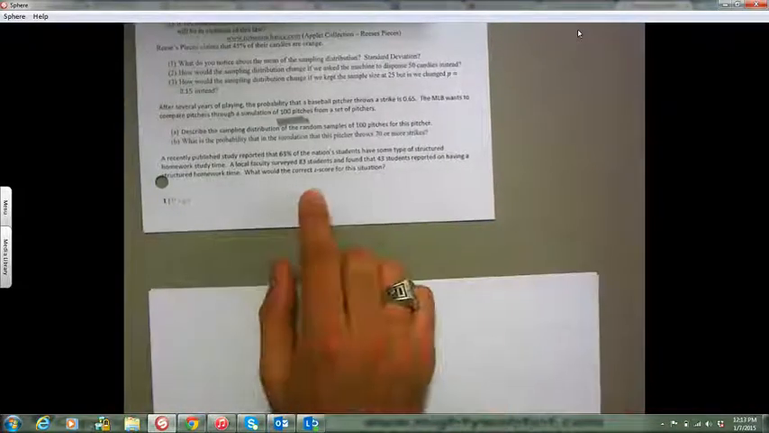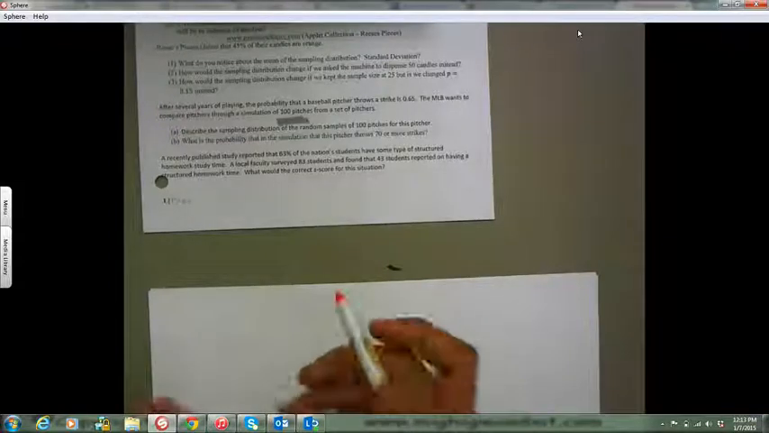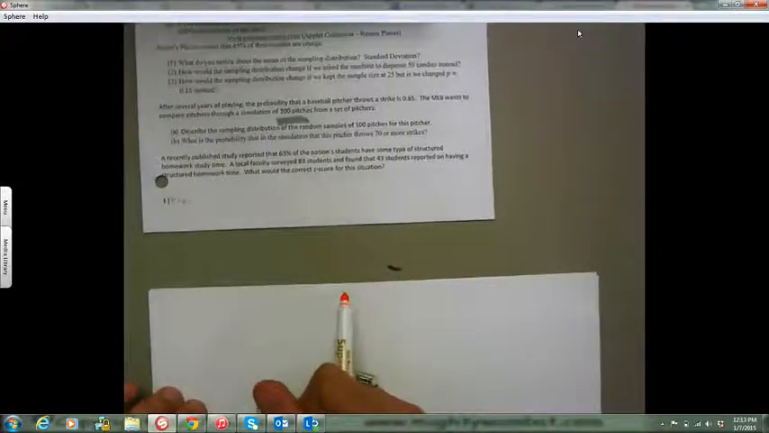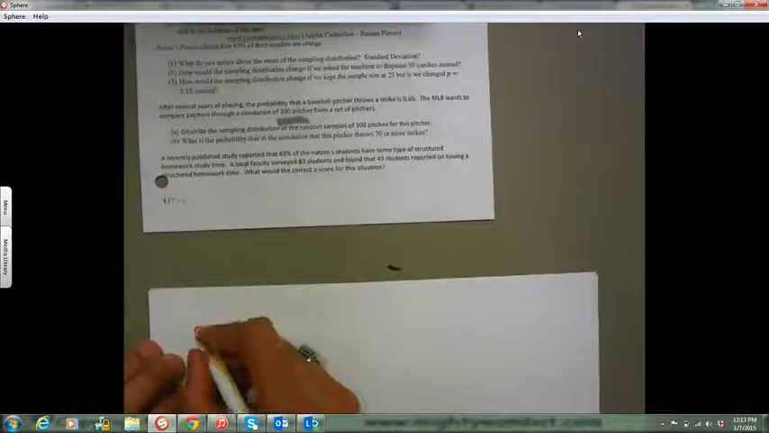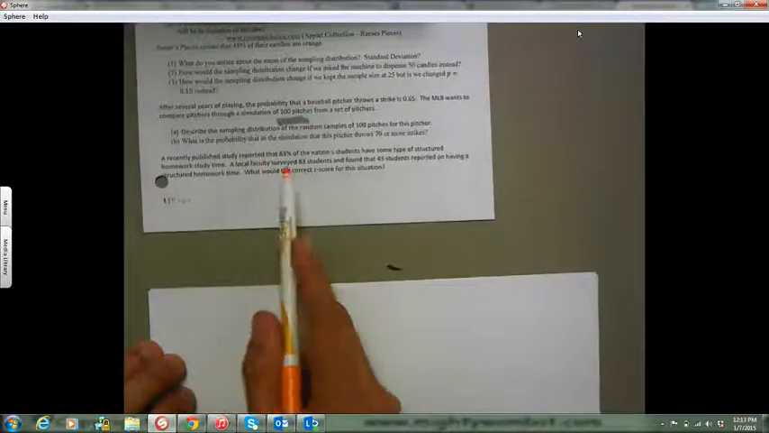Alright, and now let's finish up with the last problem, bottom of the page. It says a recently published study reported that 63% of the students have some type of structured homework time. Local faculty surveyed 83 and found that 43 reported having structured homework time.